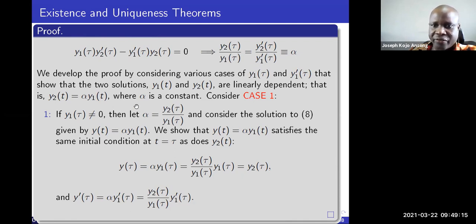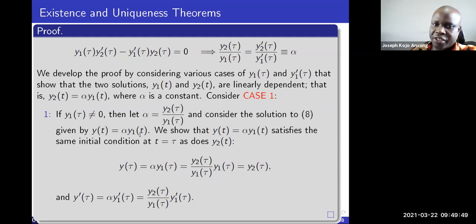So we're going to show this for different cases. For case one, let's assume that y1 of tau is not 0. If y1 of tau is not 0, then of course this is not infinite. This is some real number, which, let's call this alpha. So if y1 at tau is not 0, we can let alpha be equal to y2 over y1, which is this. And then we consider the solution to the homogeneous equation to be equal to y of t.